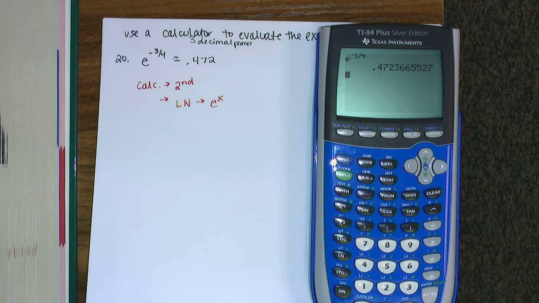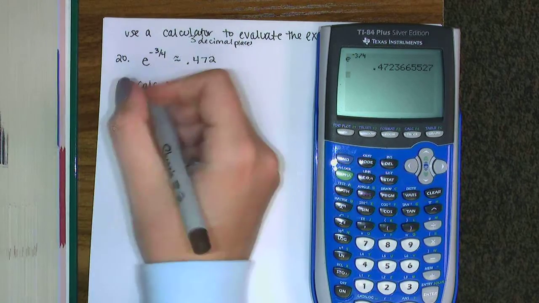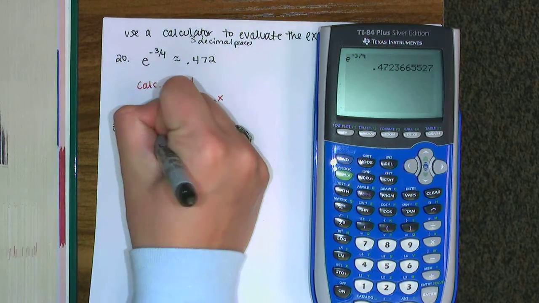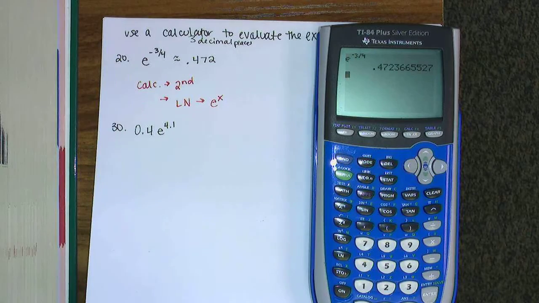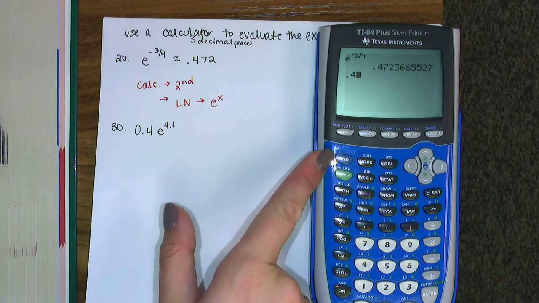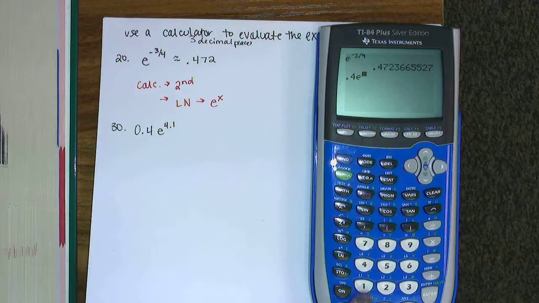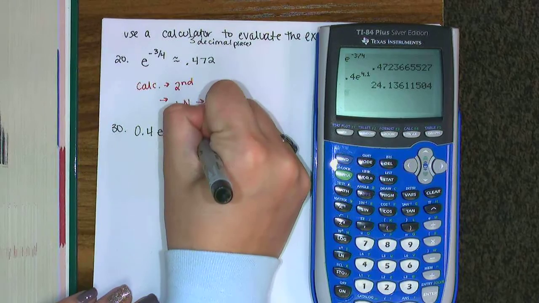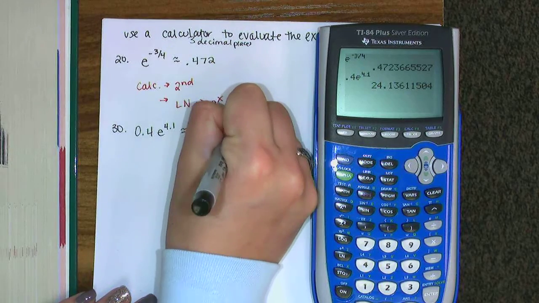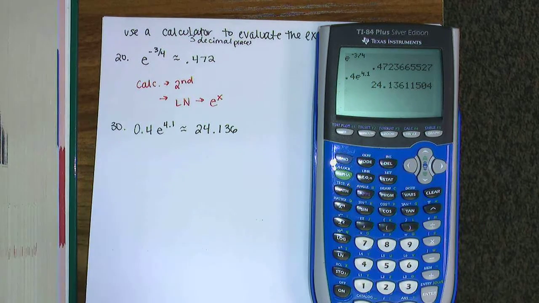Let's see, one more. Let's do 30. 30 is 0.4 e to the 4.1. So now I need to put in the 0.4 first, so I'm going to just do 0.4. It doesn't need the 0. And then second, e to the x. And now I can type in 4.1. Hit enter, and in this case I get approximately 24.136, okay? So 3 decimal places there, and that's all you have to do for that.